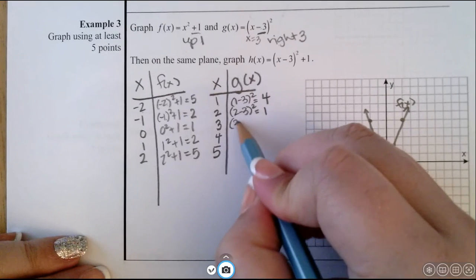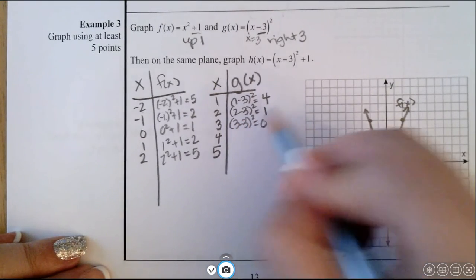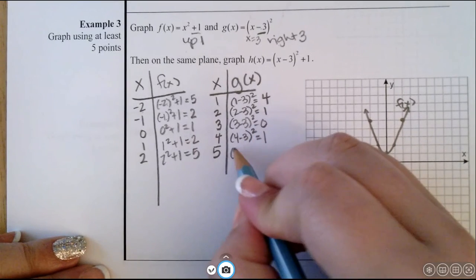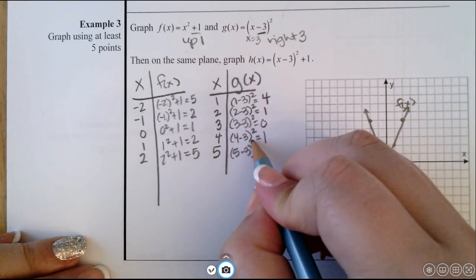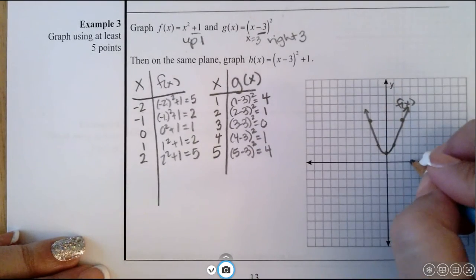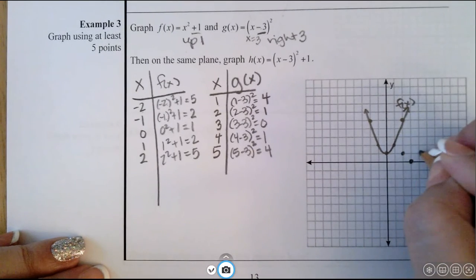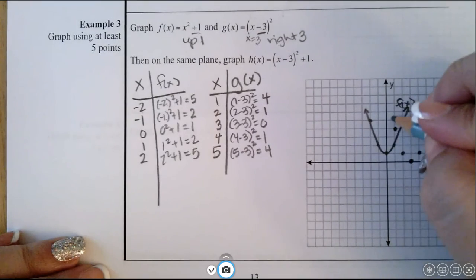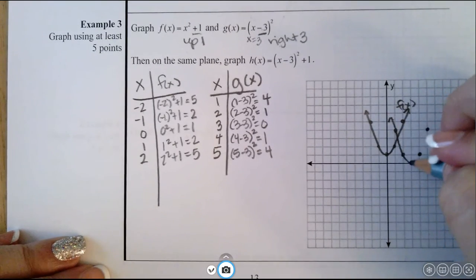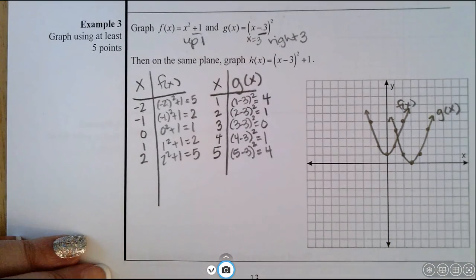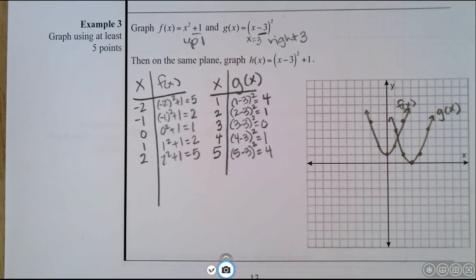3 minus 3 squared is 0. 4 minus 3 is 1, squared is 1. 5 minus 3 is 2, squared is 4. So now we have over by 3. And there are our points for g of x. Now I'm going to use a different color to graph this last one, h of x, so that you can see what's happening.